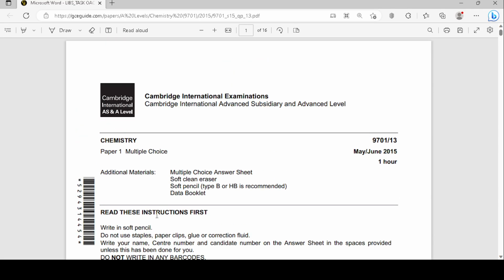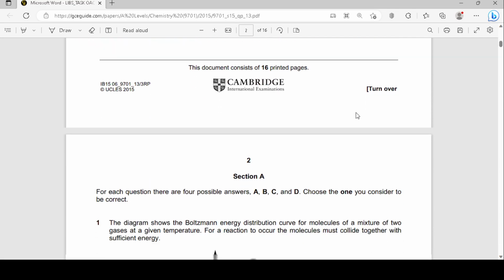I had exams. Anyways, today we are doing May-June 2015 paper 139701 chemistry.